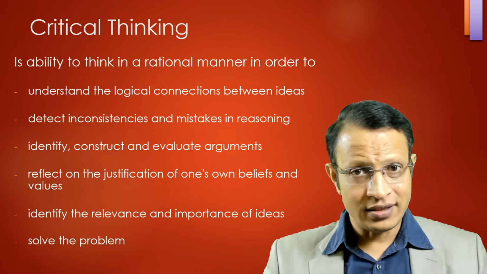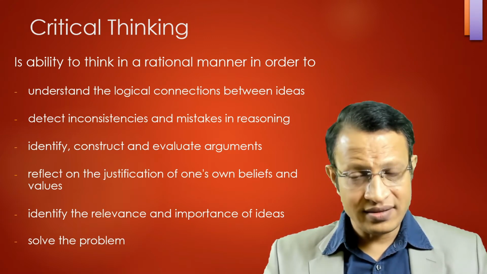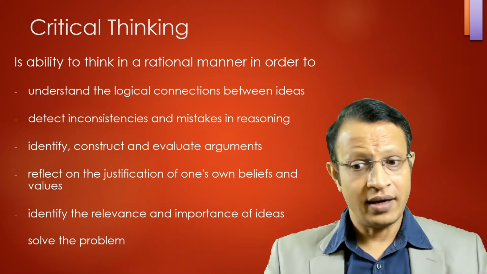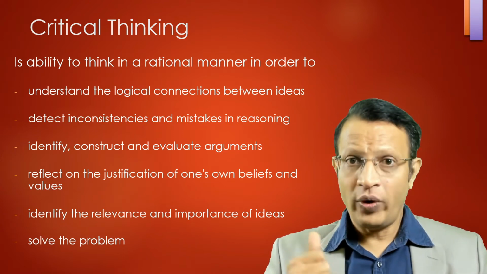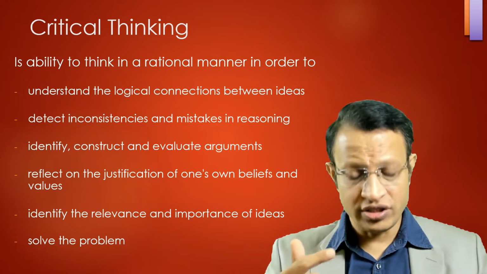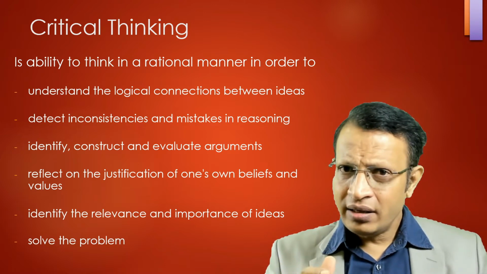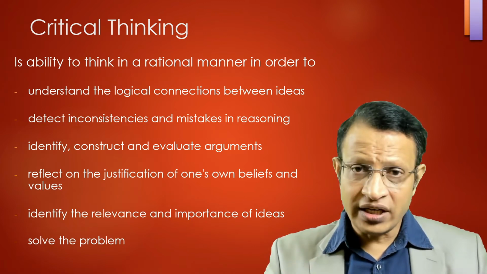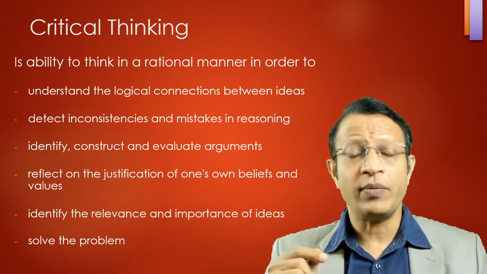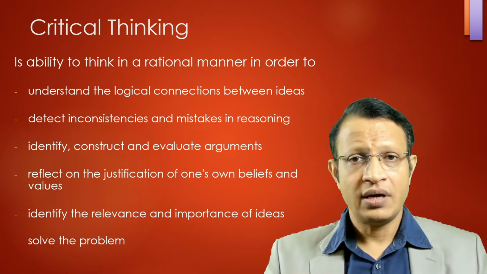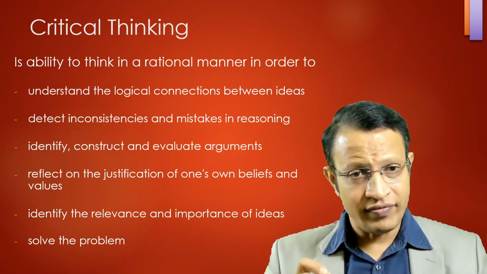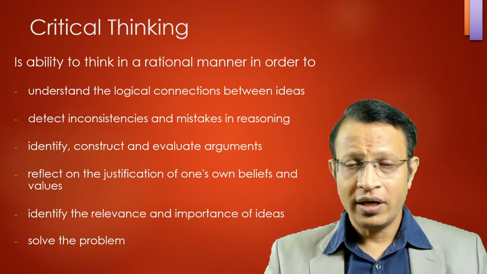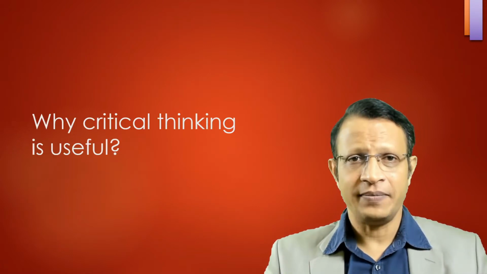Here, critical thinkers go through various ways of analyzing an issue. They look at the connection between the two ideas, whether there is any reasoning, logical explanation, or any errors in their logical understanding. They also think whether they have their own biases in approaching this problem, identifying, constructing, and evaluating the argument, and also solving the problem objectively. That is critical thinking.